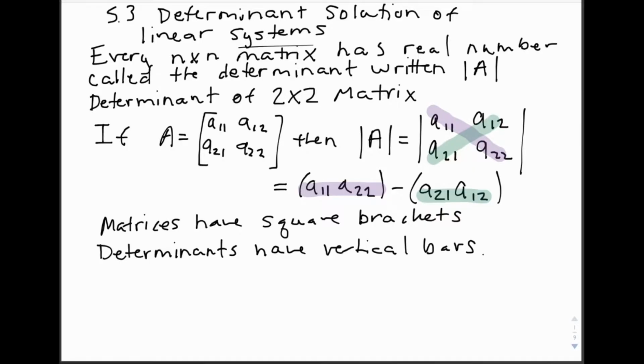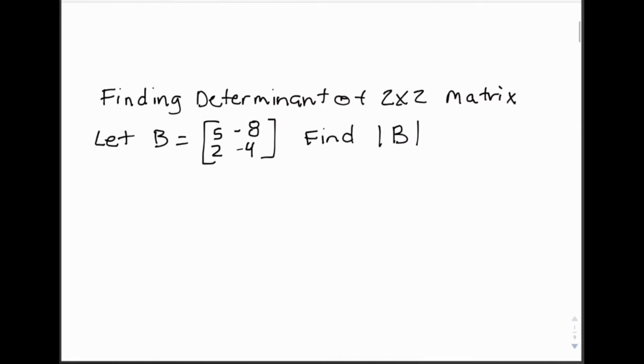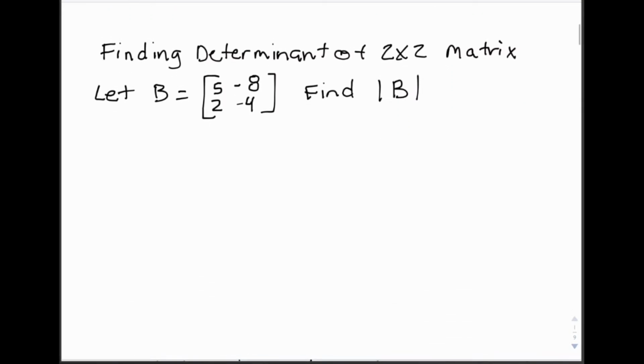So then we have the determinant of A, and it's equal to, notice we have our purple highlighter here, we go in the downward diagonal direction, and then we go in the upward diagonal direction. So we have A11 times A22, and then we subtract A21 times A12. One thing to quickly note is that matrices have square brackets, and the determinant has these vertical bars. So let's take a look at an example of finding the determinant of a 2 by 2 matrix.